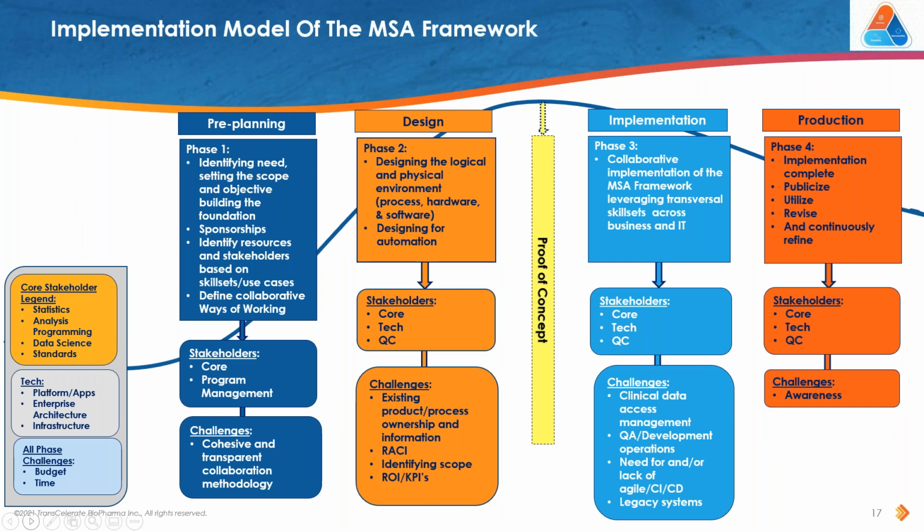And although budgets and time are always challenges in any phase, as you can see in the lower left, the light blue box, different phases come with their own specific challenges. For example, in the design phase, that might be identifying your scope and key KPIs. And in the production phase, it might be change management and raising awareness to your users. Next slide.